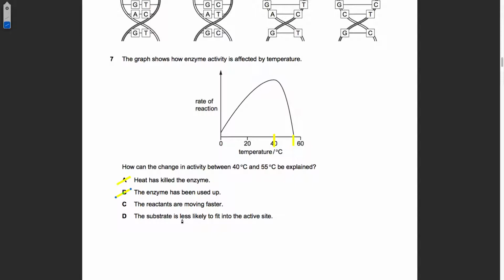So the last solution is correct. The substrate is less likely to fit into the active site. That's basically describing what happens through denaturation. When the enzyme denatures, it means that the substrate will no longer fit into the enzyme's active site due to a change in shape. So D is the correct answer for number 7.